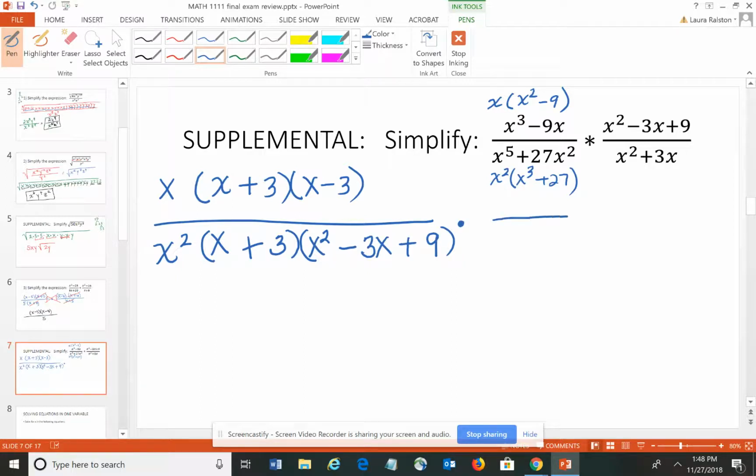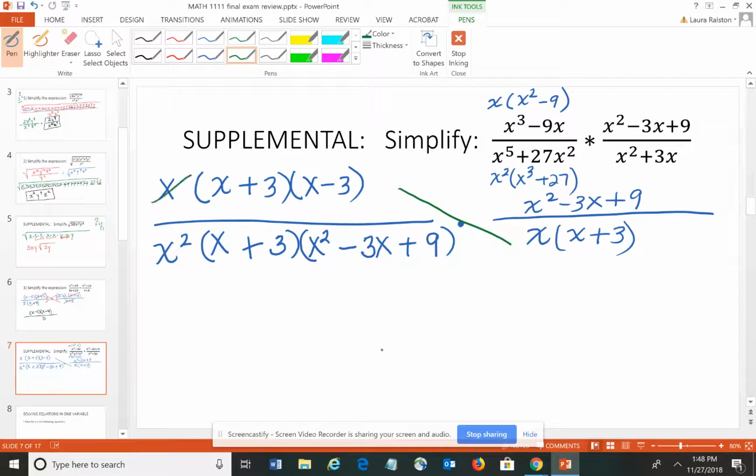Okay, so then we factor the other fraction. X squared minus 3x plus 9 does not factor. In the denominator, I can take out a common factor of x, and I have x times x plus 3. Then again, I'm going to simplify on the bow tie. Remember, anything diagonally across from one another. So initially, I can divide out an x and an x plus 3. Whoops, excuse me, x plus 3, not minus 3.